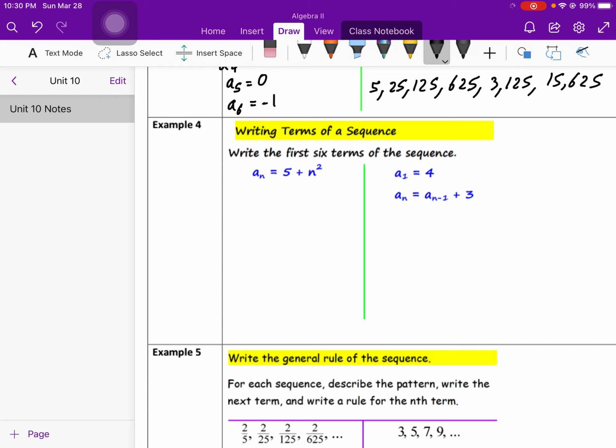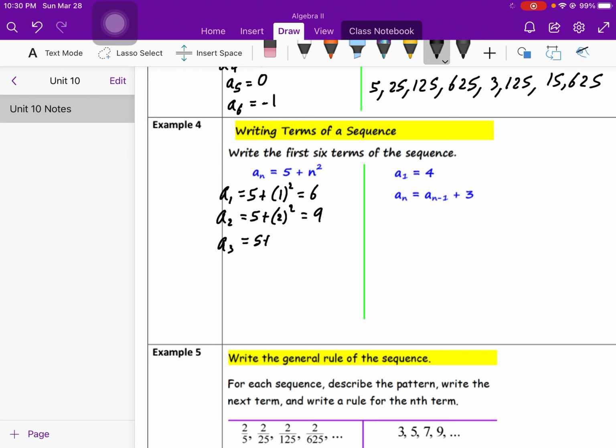So this one we have 5 and then we're adding n squared. So there's 2 different operations going on here. This one, it's probably better to write it out. A of 1 would be 5 plus 1 squared. 5 plus 1 would be 6. A of 2 would be 5 plus 2 squared. And this is where you have to remember the order of operations. So we would do 2 squared first, which is 4. 4 plus 5 is 9.